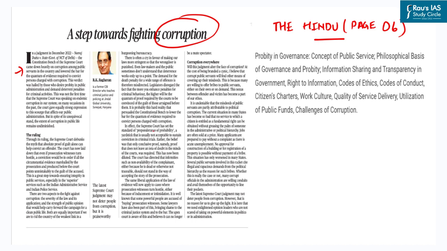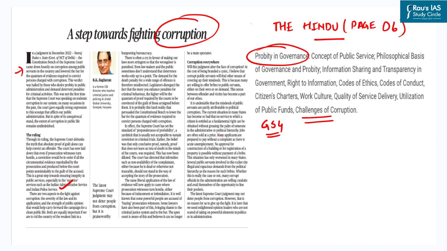Now, this step is seen as a great step in ensuring integrity in the public services, especially in the superior services like that of IAS and IPS. With the help of this article, we'll try to analyze the issue of corruption from an ethical perspective, as the GS4 syllabus has mentioned the challenges of corruption under the topic probity in governance.